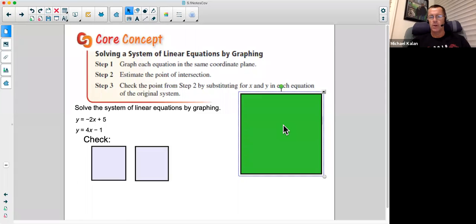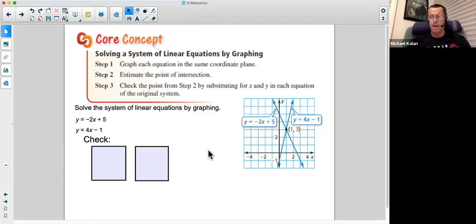Remember, go to the y-intercept on the first one, go to 5, and then your slope's -2/1. So from 0, 5, you could drop 2 and go to the right one, or go up 2 and to the left one. And then do the same thing with the second one with that y-intercept of -1. Go ahead and do that on your graph, and then I'm going to uncover now. Hopefully you got that.